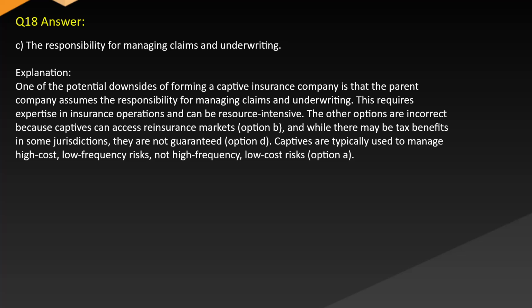Answer: C. The responsibility for managing claims and underwriting. Explanation: one of the potential downsides of forming a captive insurance company is that the parent company assumes the responsibility for managing claims and underwriting. This requires expertise in insurance operations and can be resource-intensive.